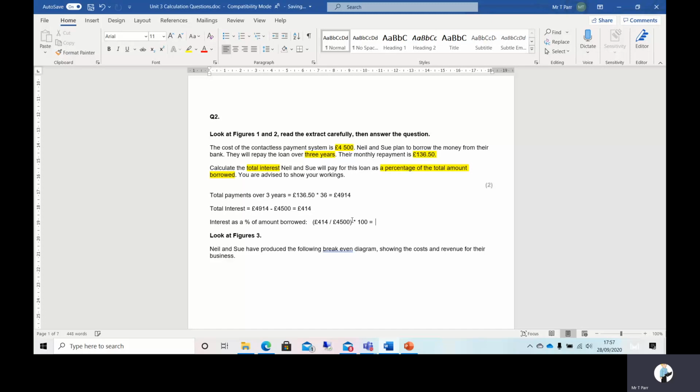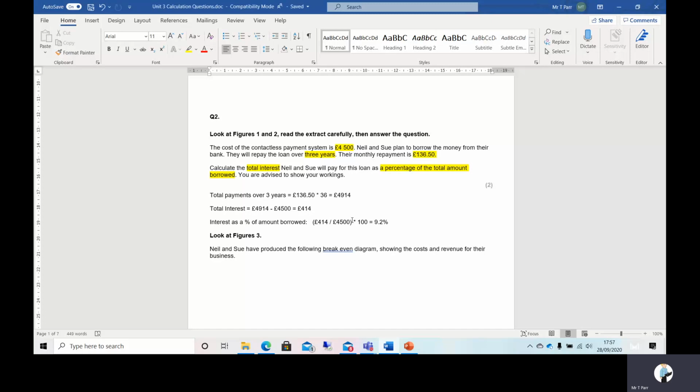Okay, and I'm going to do it on my phone, on my calculator, because I'm not too sure if the one I've got printed here is correct. So it's going to be 414 divided by 4500. That gives me 0.092. You can probably know that straight away, so you just multiply that by 100. It comes to 9.2%. So that would be the interest as a percentage of the amount borrowed.